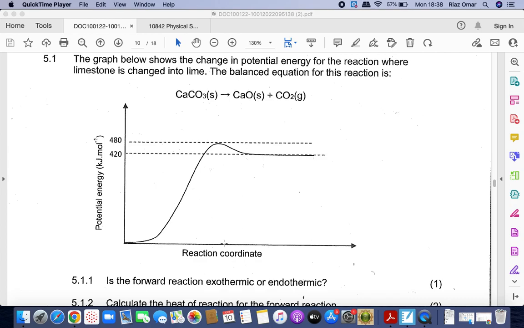Is the forward reaction exothermic or endothermic? Now looking at this graph, we see there was no energy at first, and later on the energy has gone higher than the zero energy. It became 420 at the end. So it's basically an endothermic reaction.